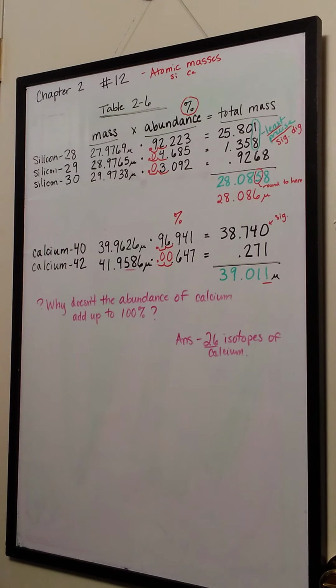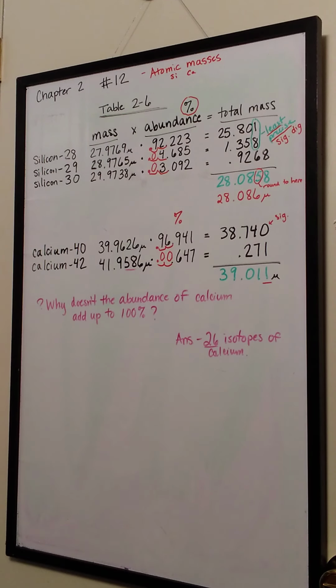Right, chapter 2, problem number 12. They're asking for atomic masses to be calculated from the isotope masses in table 2.6. The hardest part about this problem is correctly transcribing the numbers from the table to your paper and from your calculator to your paper. So I've done all that ahead of time to hopefully make sure I didn't make any mistakes. Atomic masses are super important.